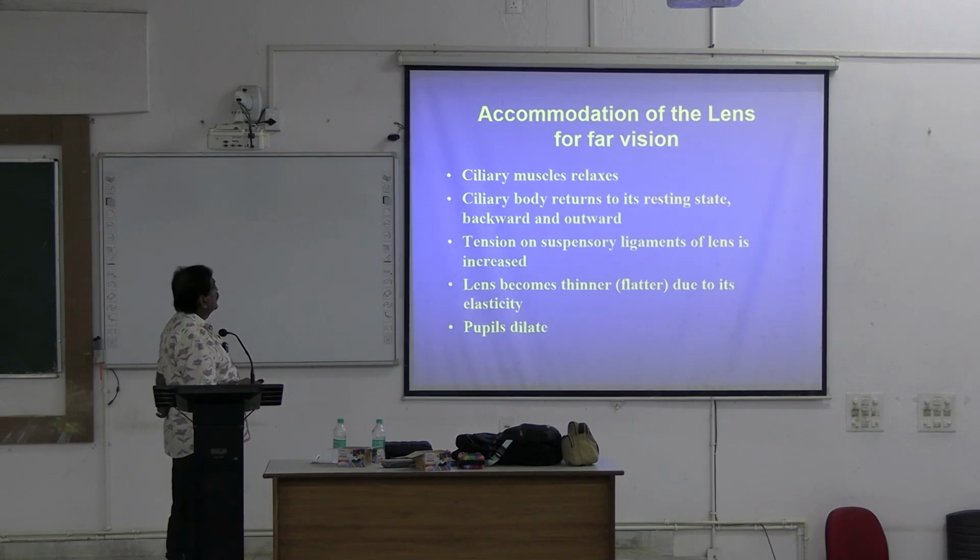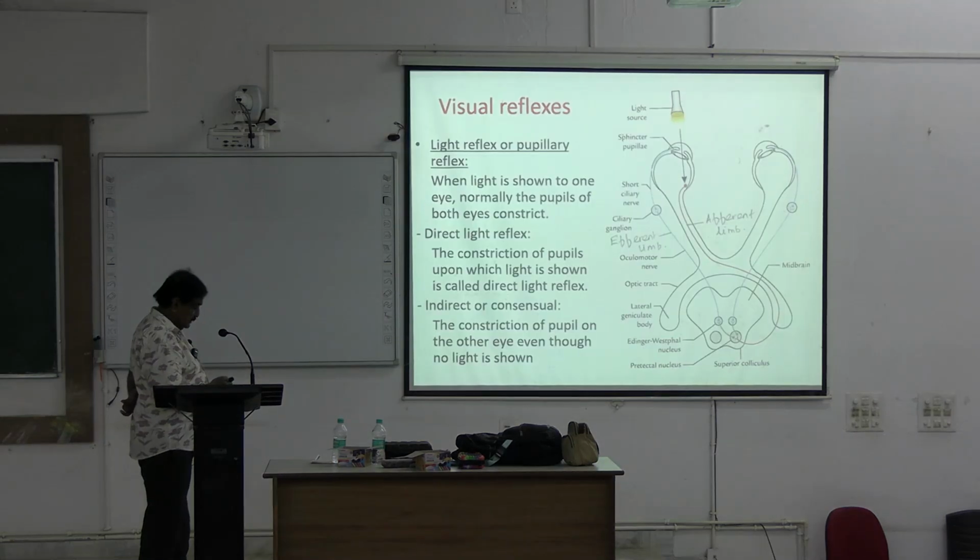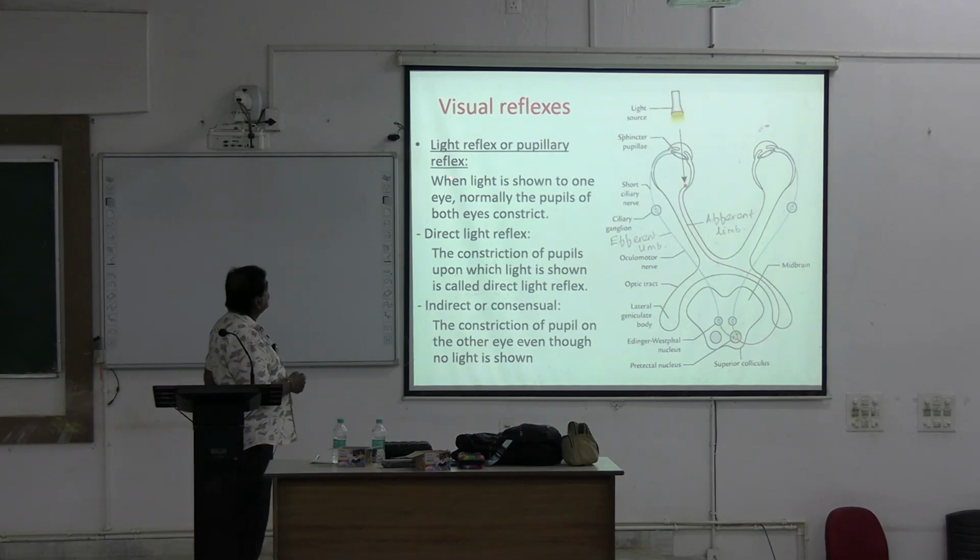Pupil constricts. Accommodation of the lens for far vision. The ciliary muscle relaxes, and the ciliary body returns to its resting state, backwards and outwards. Tension on the suspensory ligaments of the lens is increased. The lens becomes thinner and flatter due to its elasticity. Pupils dilate.